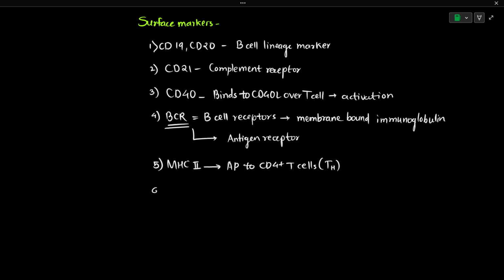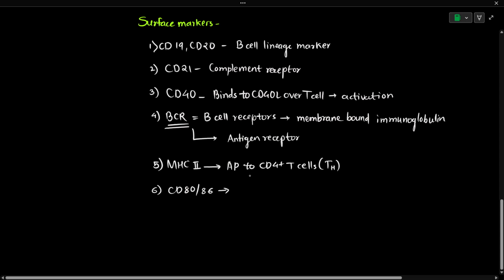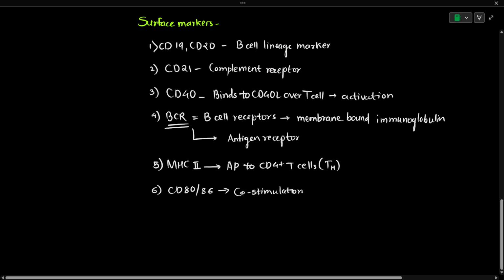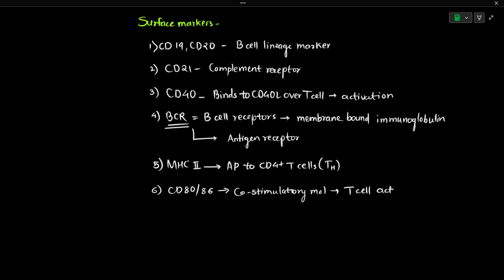Besides those, there are CD80 and CD86. These are the co-stimulatory molecules for T cell activation. So this is one of the molecules which is going to mediate the T cell activation, and for this activation, some co-stimulatory molecules are present. These are also supporting the activation. So these co-stimulatory molecules support the T cell activation. Right, so these are the cell surface markers for the B cell, and they have their own different roles.